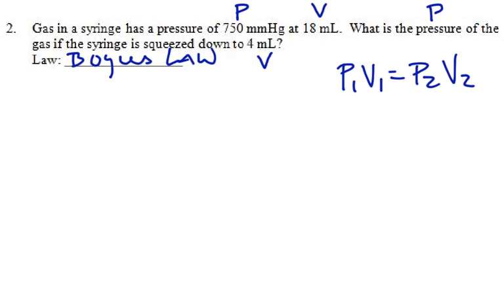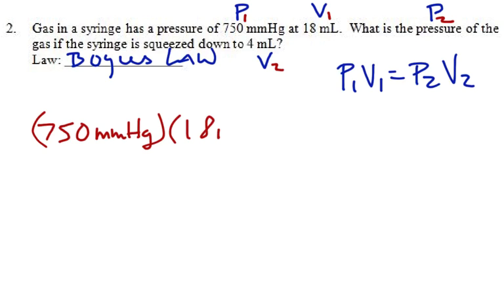So I can see that the 750 and the volume 18 milliliters, those go together. What's my new pressure? Here's my new volume. So let's substitute my numbers. 750, and the units are important, 18 milliliters equals my new pressure and my new volume, 4 milliliters.